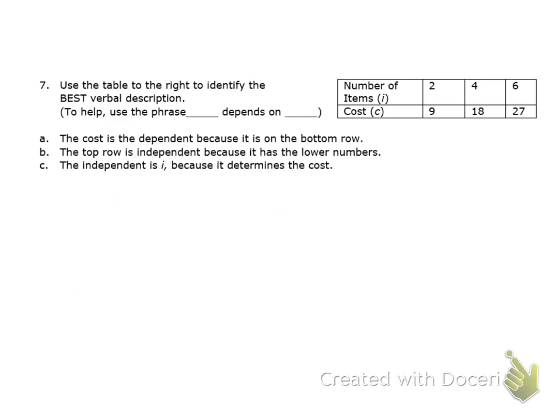Number 7, use the table to the right to identify the best verbal description. To help, use the phrase "blank depends on blank." So let's look at our table. We have the number of items and the cost. So I need to figure out, does the number of items depend on the cost, or does the cost depend on the number of items? Alright, so which one sounds correct? So it should be that the cost depends on the number of items.